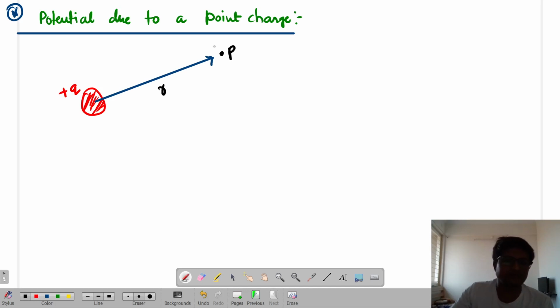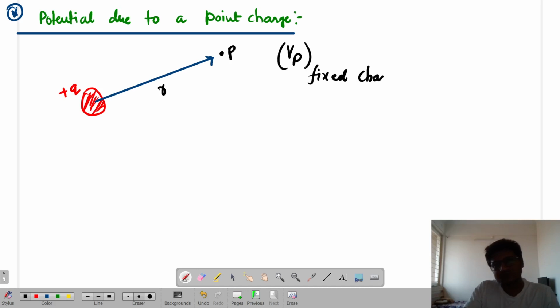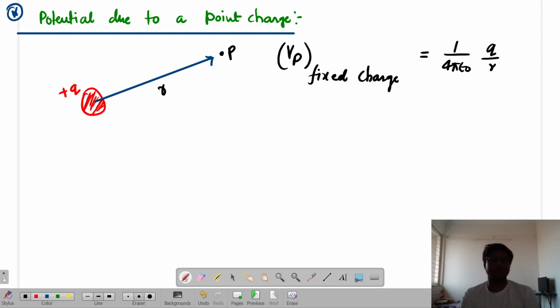Just like the field was there, the field was applying the force. So potential talks about how much it can affect the other particle. Okay. So the potential of this fixed charge at point P is given as 1 by 4 pi epsilon naught q by r. Are you able to get me or not?